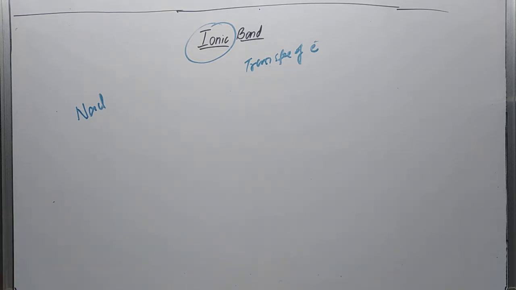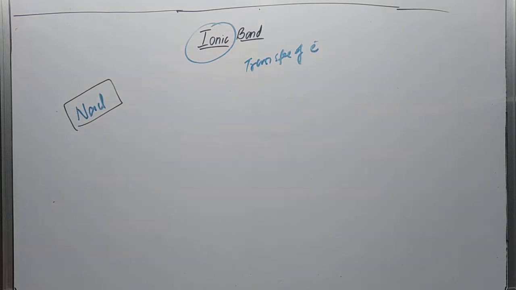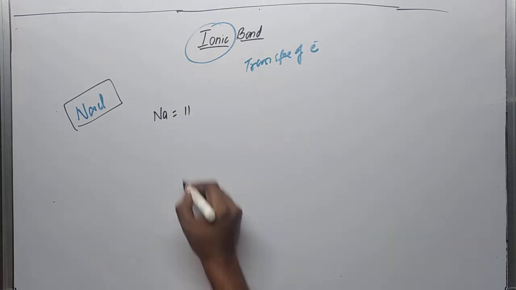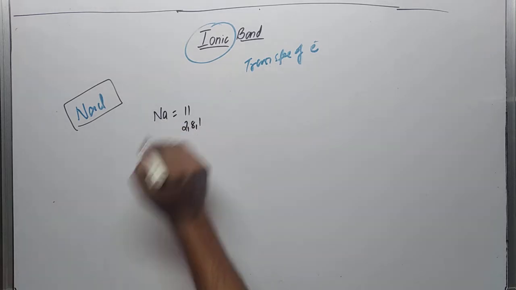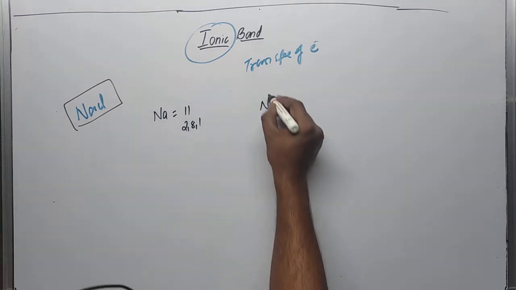So in this video I will be explaining the formation of ionic bond with examples like NaCl, MgCl2, Na2O and AlCl3, with the help of Lewis dot structure and also cation and anion formation. Okay, so first we will see the formation of NaCl with the help of Lewis dot structure. Sodium atomic number 11, so it can be written as 2 8 1. If I draw the Lewis dot structure for sodium, this is Na with 1 dot.